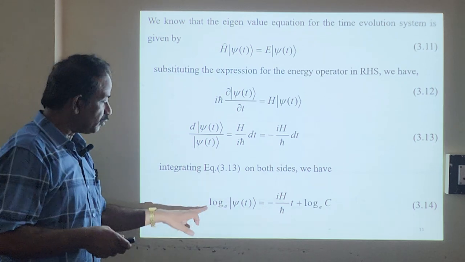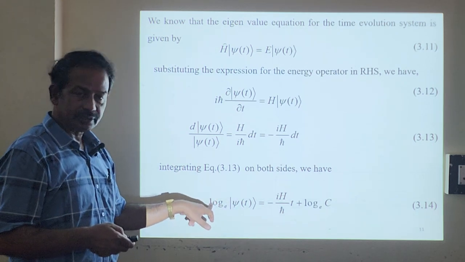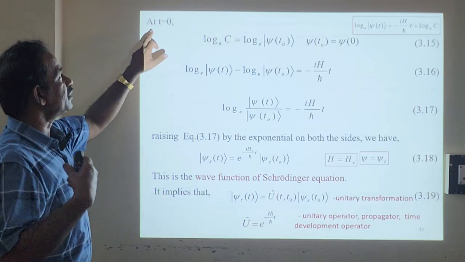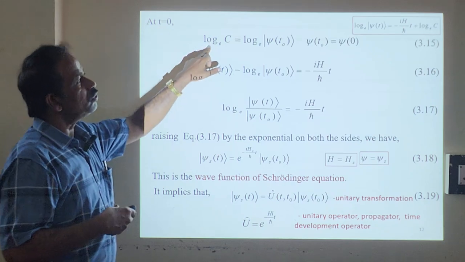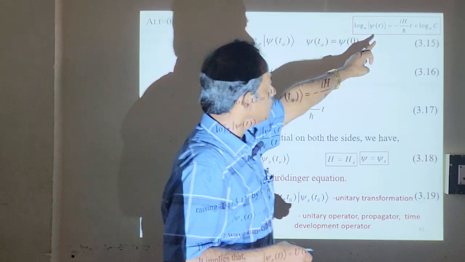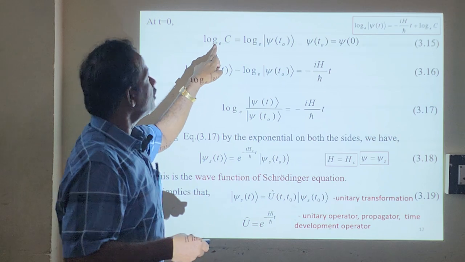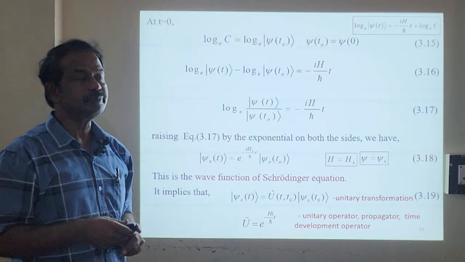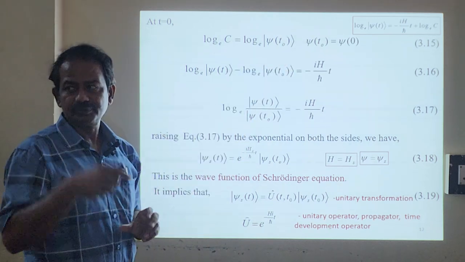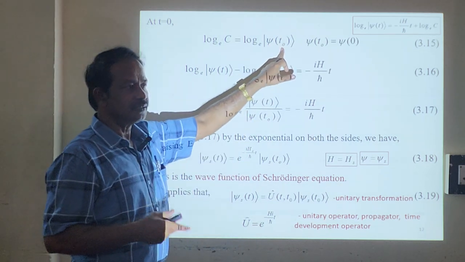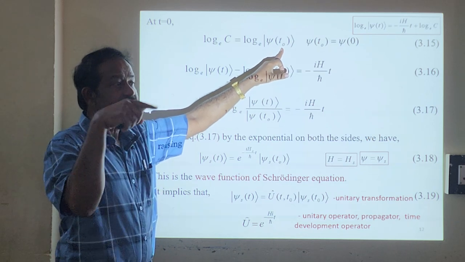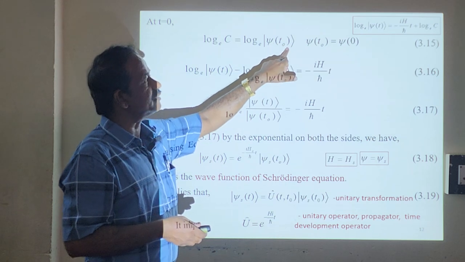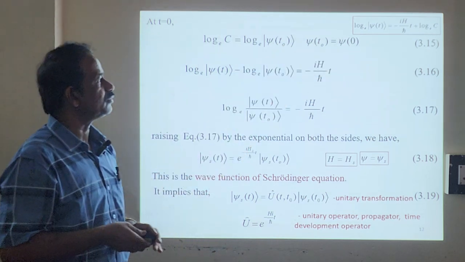Okay. Now you go for t equal to 0. When you substitute t equal to 0, we will get the integration constant as we have done in mathematics. So at t equal to 0, this is the equation. At t equal to 0, this term will not be there. Correct? Your log base e c will be log base e psi of t naught. In some other books, you may find psi of 0. Both are the same. So at t equal to 0, you will get psi t naught. Psi of t naught equals psi of 0.